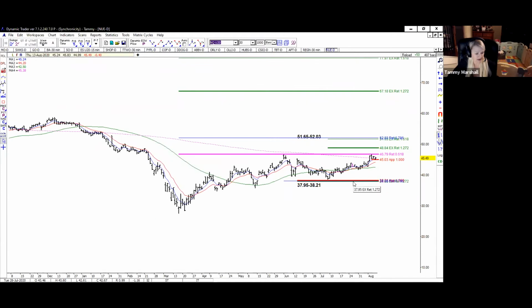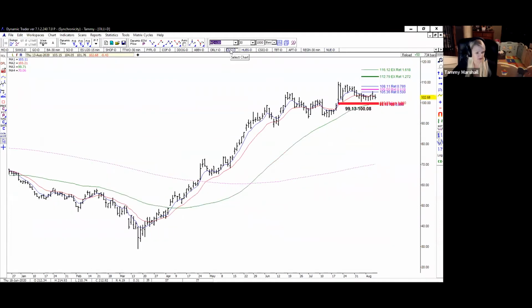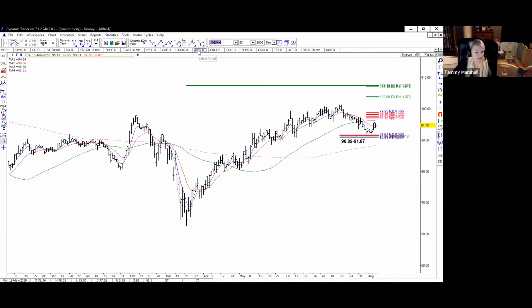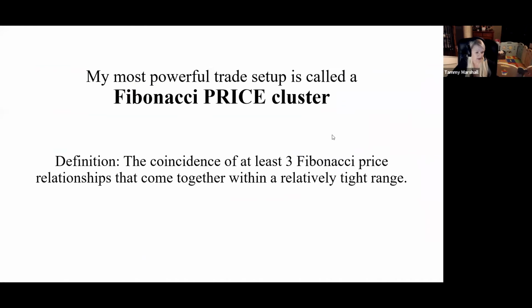Yep, here's a cluster right here on this stock, NEW. That was something that one of my clients asked for, 37.95 to 38.21. That is a nice example of a cluster also. And you can see these are all charts I'm doing for my clients in the room. Here's another one with the cluster setup, 99.13 to 100.08. ABBV, that was another one. We've got 90.89 to 91.87. But those are our most powerful trade setups, our Fibonacci price clusters.